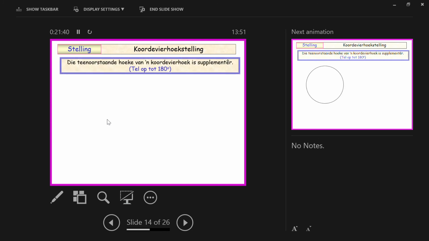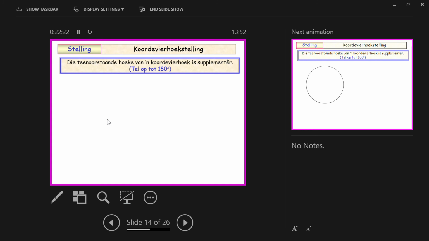Goed, koorde vierhoekstelling. When is something a cyclic quad? Een koorde vierhoek. Hy moet gemaak wees uit koorde. Met ander woorde, if this is my circle, I can't have it go from here. That's a chord. Van die omtrek tot by die omtrek. Dit is nie 'n koorde vierhoek nie, want hierdie puntjie moet eintlik op die omtrek van die sirkel wees. Do you guys see what I mean? Okay, so a cyclic quad means all four of those angles must be on the circumference of the circle.